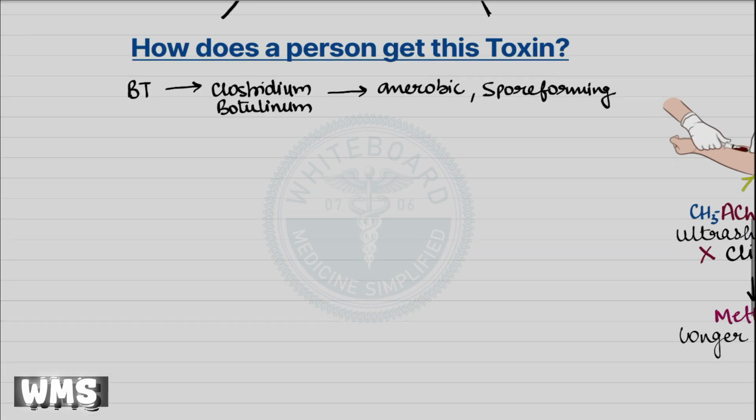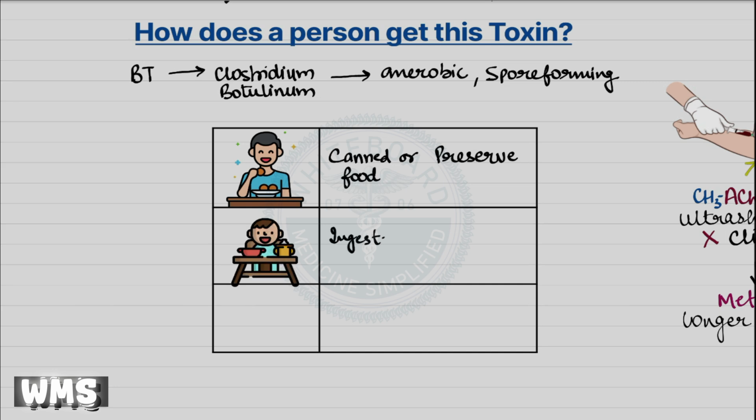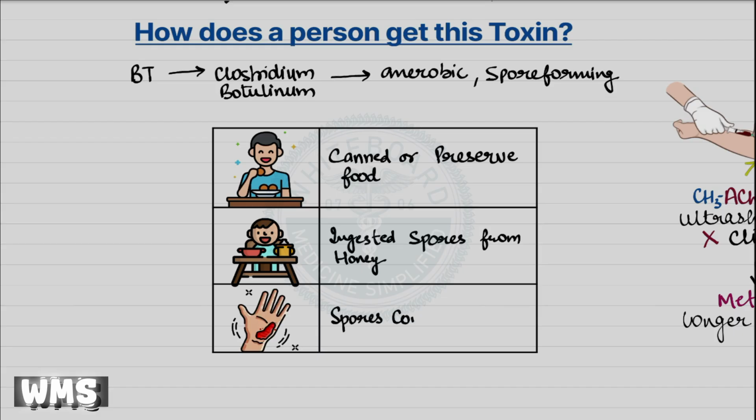A person can get exposed to this toxin mainly in three ways. First, foodborne. This happens after eating improperly canned or preserved food where the bacteria have produced the toxin. The toxin is already formed in the food, so when the person eats it, the toxin directly enters the body. Second, this occurs when an infant ingests spores, commonly from honey. The spores germinate inside the intestine and produce toxin locally. And lastly, spores contaminate a wound, germinate, and produce toxin.